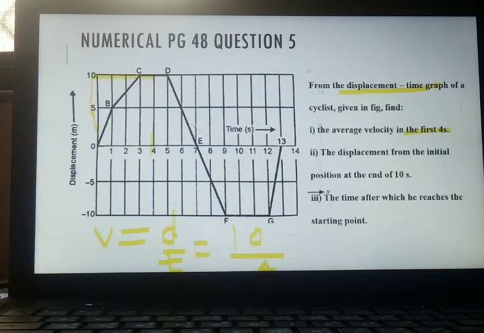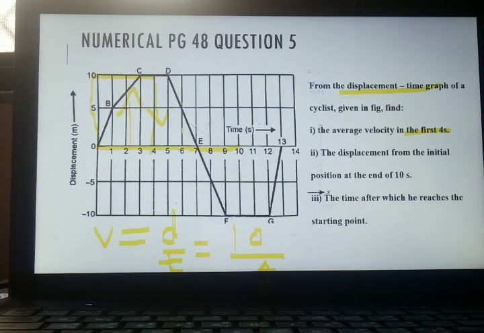Next one. What is the next question? The displacement from the initial position at the end of 10 seconds. We have to find the displacement. See, from 0 to 4, what is happening? It is moving upwards. Then from 4 to 7, it is moving downwards. Try to understand.